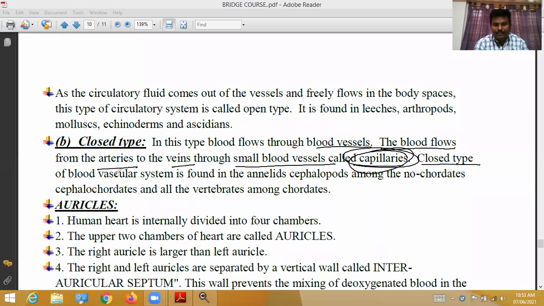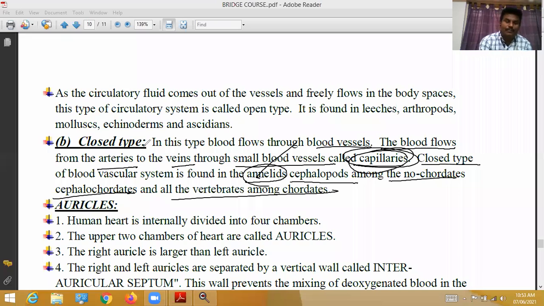So the closed type of blood vascular system is found in the annelids. The closed type of circulatory system is found in annelids. Annelids, example we already discussed: earthworm. Cephalopods among the non-chordates, and cephalochordates and all vertebrates among the chordates. In many of these organisms, a closed type of circulatory system occurs. Chordates means vertebrates, means we. Mammals are vertebrates. All the mammals show a closed type of circulatory system.